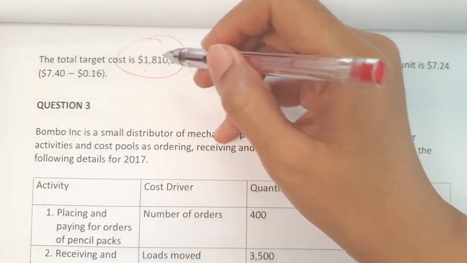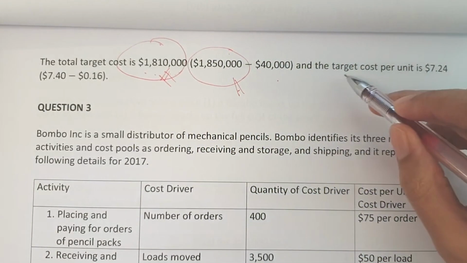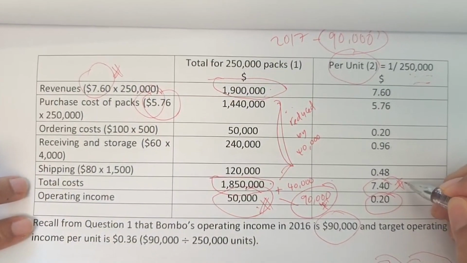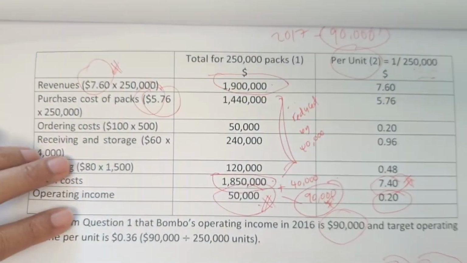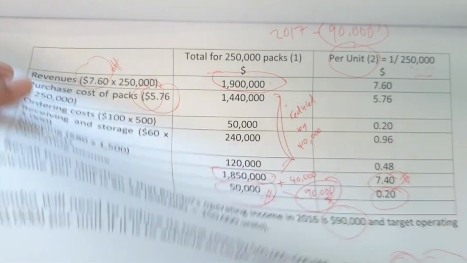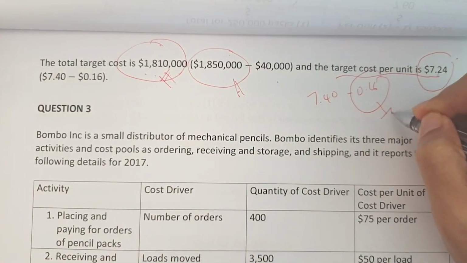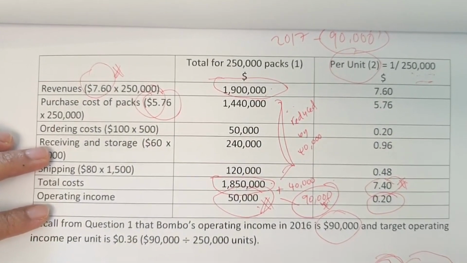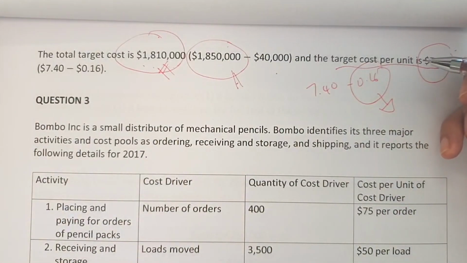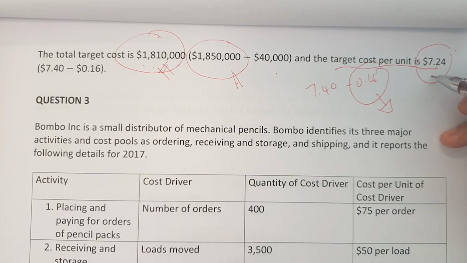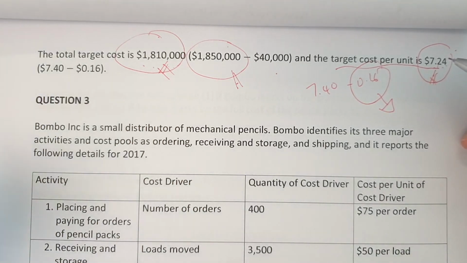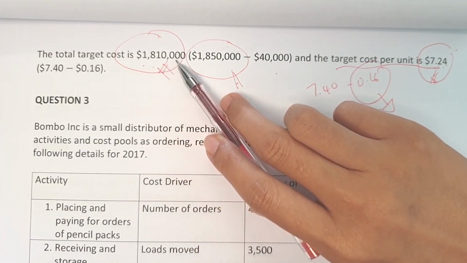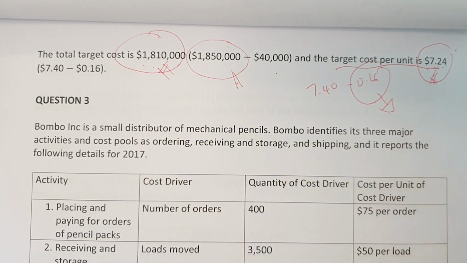So the new total target cost is 1,810,000, and the target cost per unit is 7.24, given that currently the cost per unit is 7.40. We have to subtract 0.16, which is the cost that Bombo has to save. The calculation is here: 40,000 that Bombo has to save, divided by 250,000. So the new target cost for Bombo is 7.24. As for this question, the total target cost that Bombo has to achieve is 1,810,000, and the target cost per unit is 7.24.